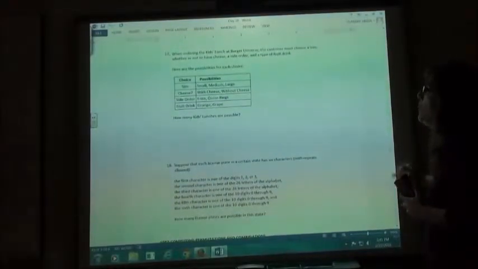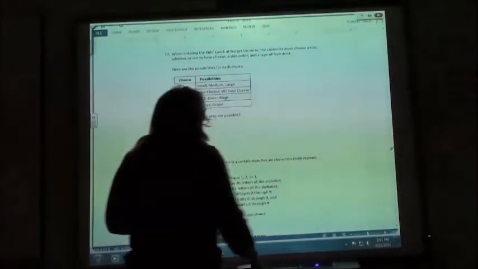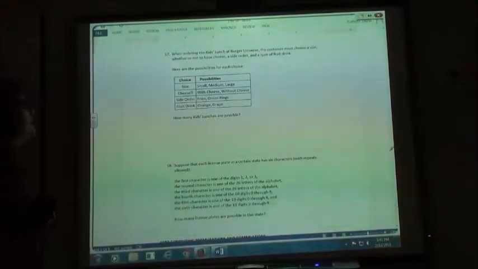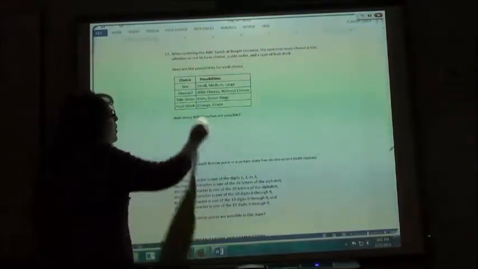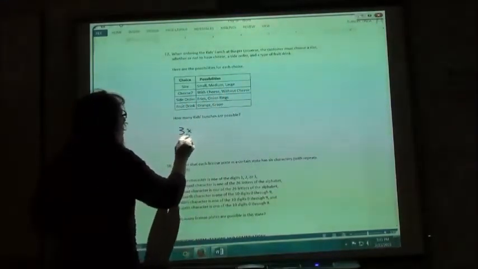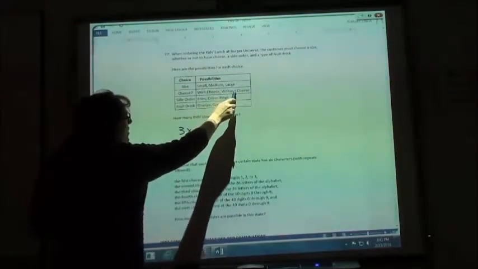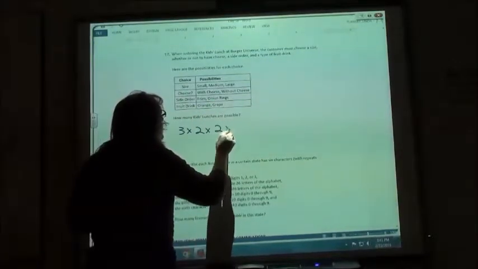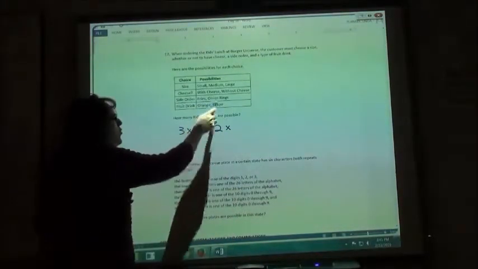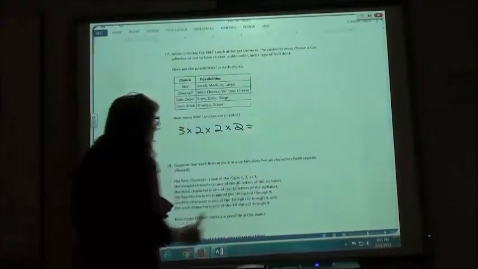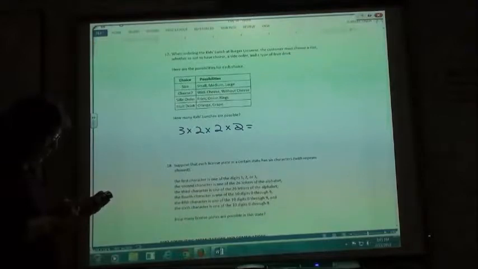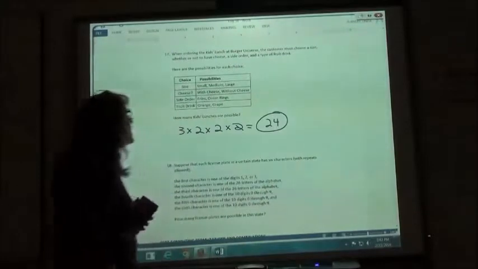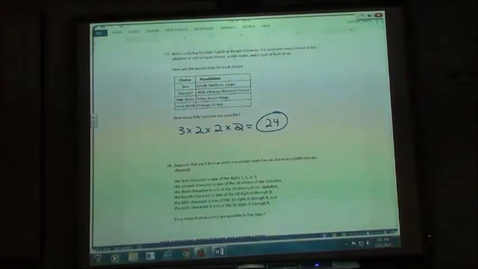So number 17: when ordering the kids' lunch at Burger University, the customer must choose a size, whether or not to have cheese, a side order, and a type of fruit drink. So, 3 possible sizes. My cheese selection, either with cheese or without cheese, 2 possible selections. Side orders, fries or onion rings, 2 possible selections. Fruit drink, orange or grape, 2 possible selections. So I'm going to take 3 times 2 times 2 times 2, and I'm going to have 24 possible lunch combinations that I could have.